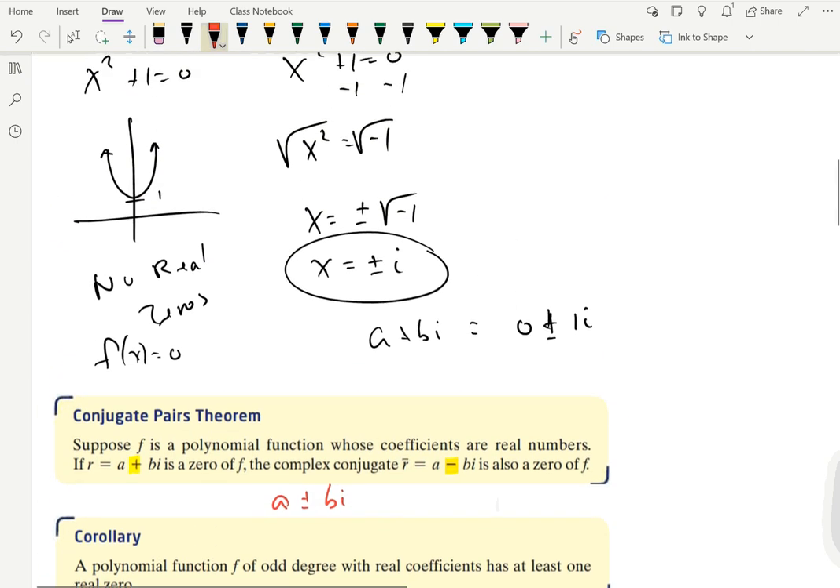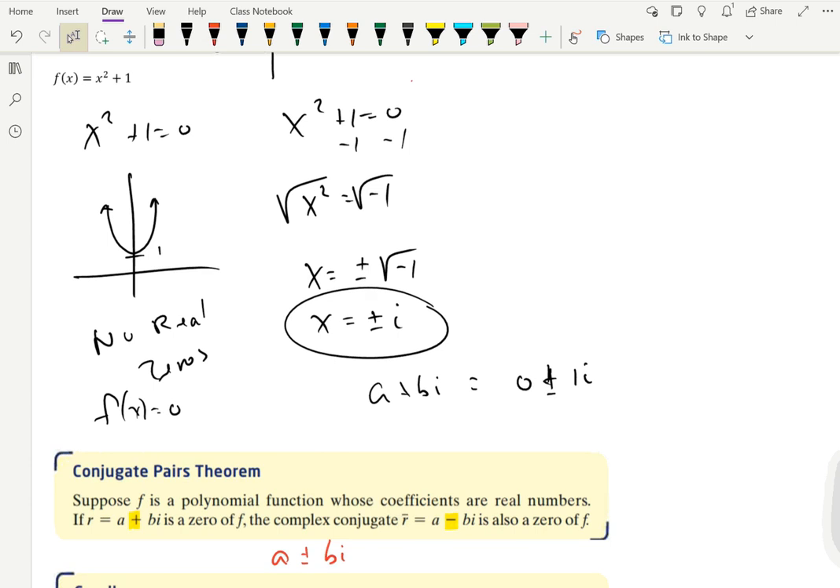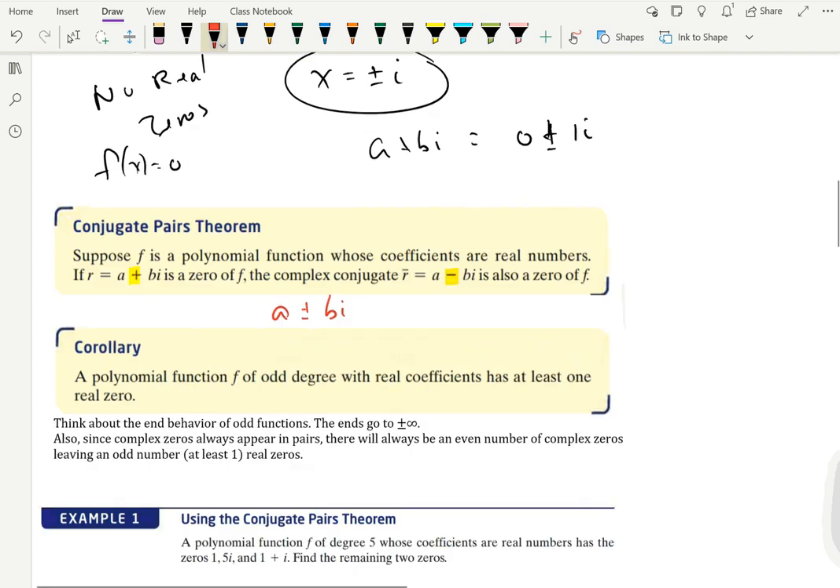So the conjugate pairs theorem was illustrated then up here in this example. So we had plus i as well as minus i. So positive i and negative i are complements of each other. Okay, and so the complement is just, we have the digits here, one with a plus between them and one with a minus between them. That gives us our complements.